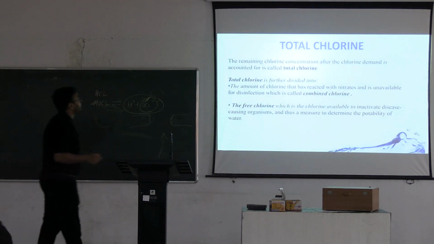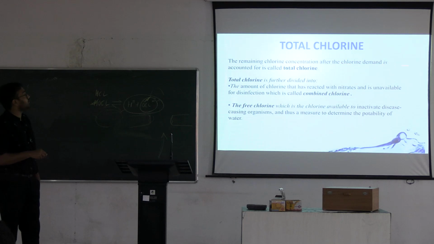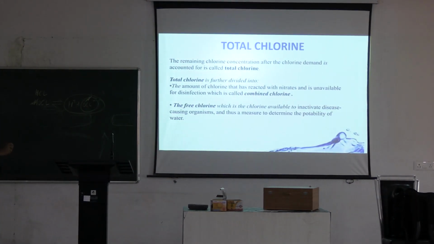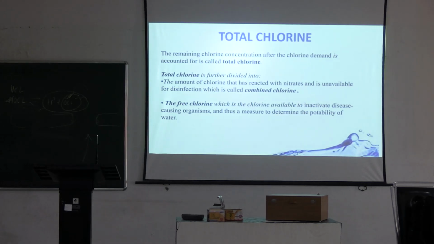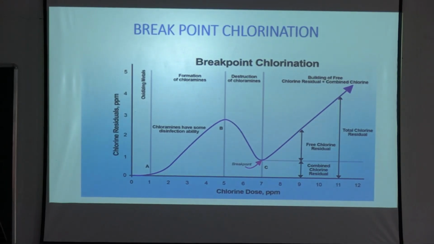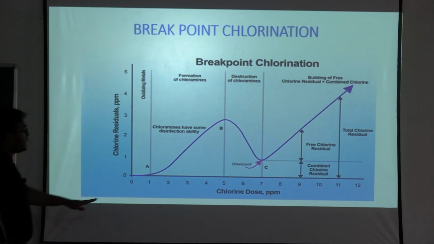So, coming back, the remaining chlorine concentration after chlorine demand is accounted for is total chlorine. Total chlorine can be further divided into, as I said, combined chlorine and free chlorine, right? Now, how does this happen? Initially we are giving chlorine.